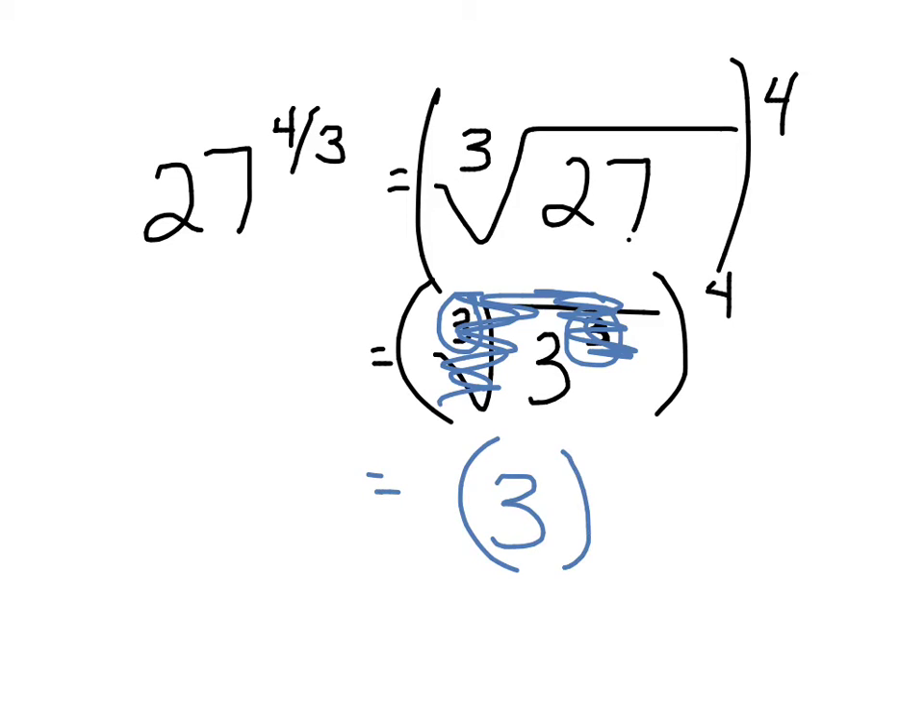So now to finish it, we need to do what 3 to the 4th is from around the outside. So 3 times 3 is 9, times 3 is 27, times 3 is 81. And that's where your calculator will come in to help you. Okay?